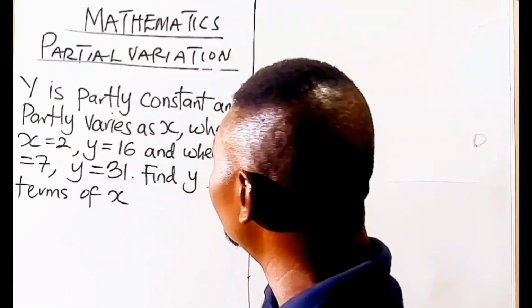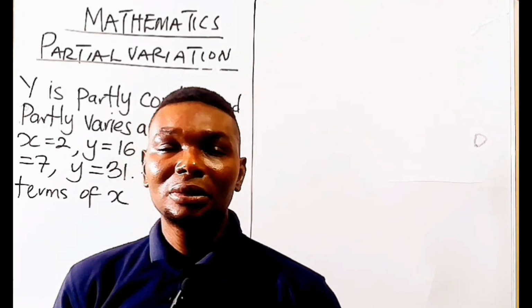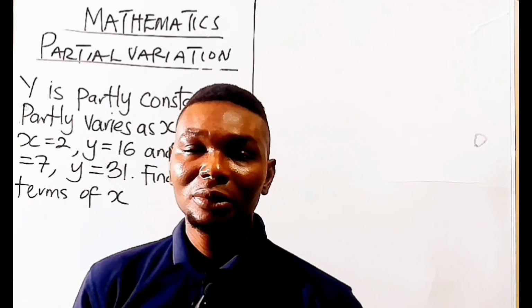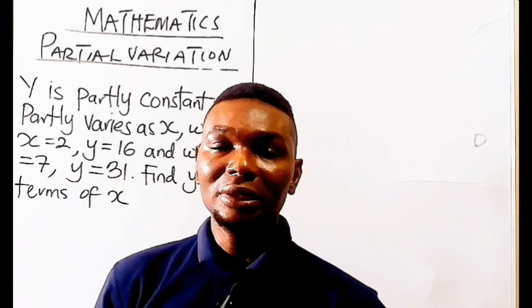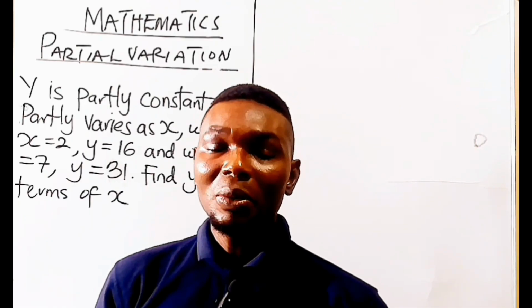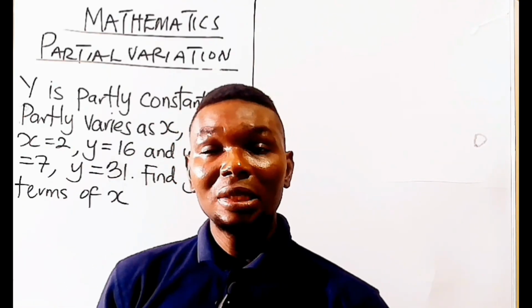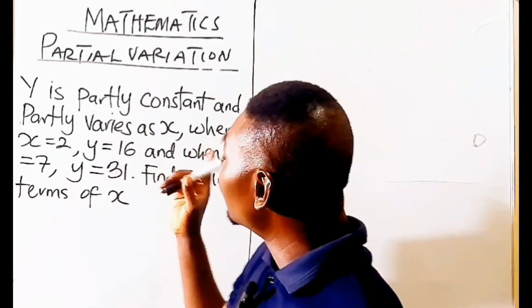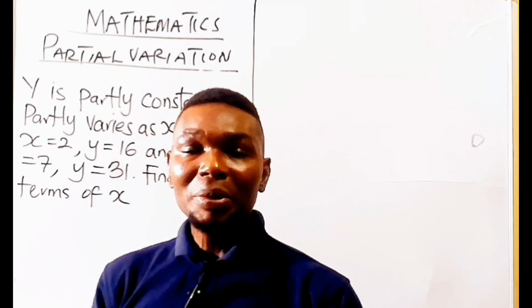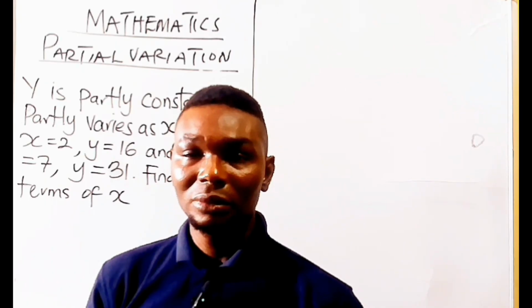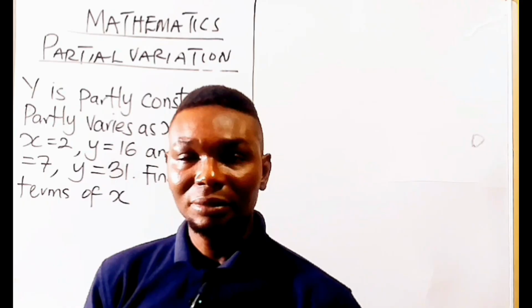Today you are going to be learning partial variation. Partial variation is a relationship which is expressed as the sum of quantities. One of the quantities may be a constant. The problem of partial variation resolves into a pair of simultaneous equations. The equations are then solved to find the constants.